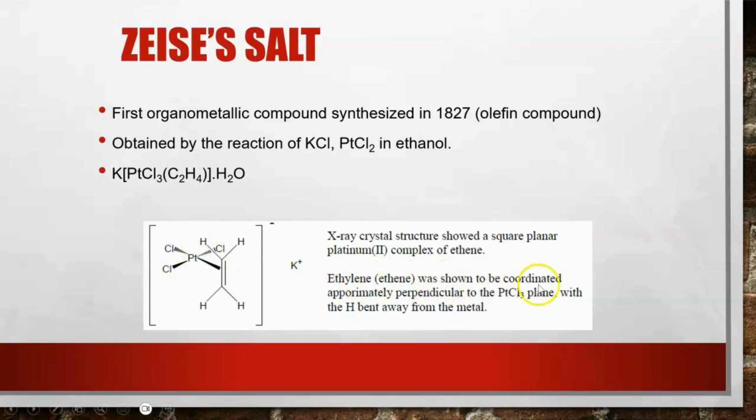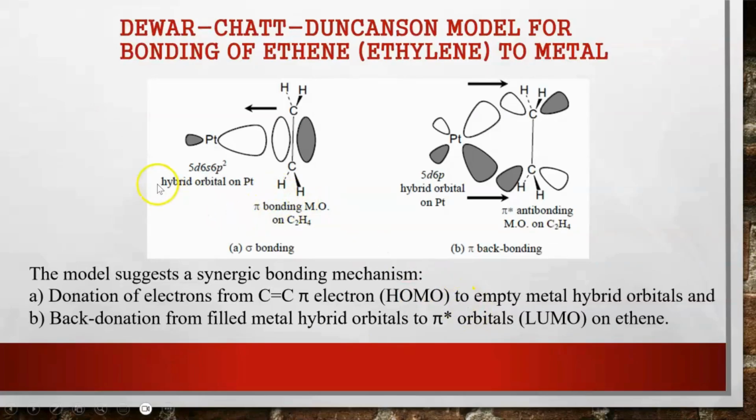Ethylene was shown to be approximately perpendicular to the PtCl3 plane, with the H atoms bent away from the metal. Okay, we have the mechanism of the Dewar-Chatt-Duncanson model for the bonding of ethene, or ethylene, to a metal. If we look at the previous topic in Chapter 1, we have the synergistic bonding mechanism between the metal and the carbonyl. We have sigma bonding from the carbonyl ligand to the metal center first, and then a pi back donation from the metal to the carbonyl.